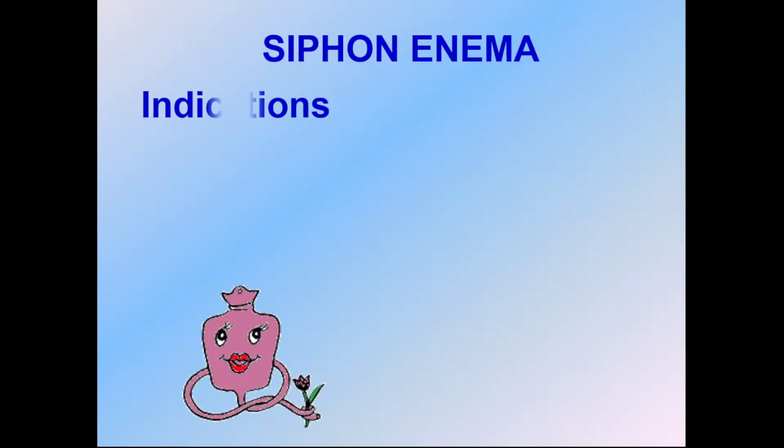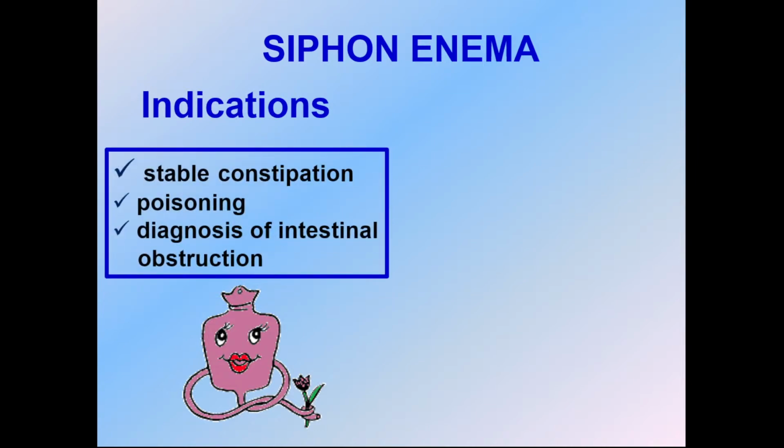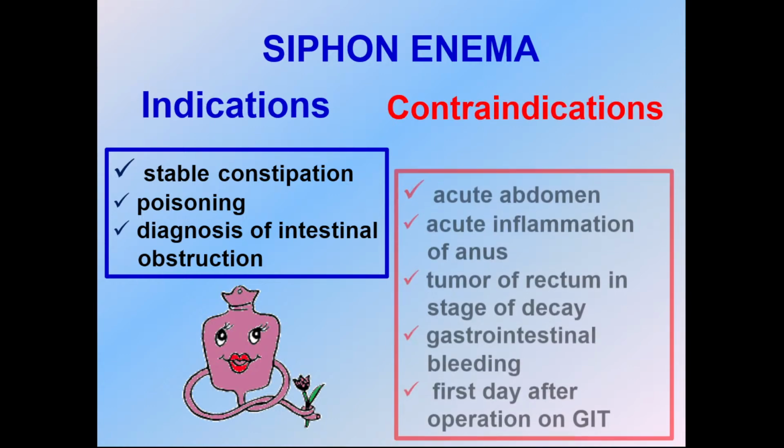Siphon enema is not widely used. It's used for patients only with stable constipation, in case of poisoning when the patient is unconscious and cannot independently clean the intestine, and sometimes it may be used as a diagnostic manipulation in case of intestinal obstruction. Now, for example, there are X-ray apparatus or ultrasound examination, which are widely used for this diagnosis.